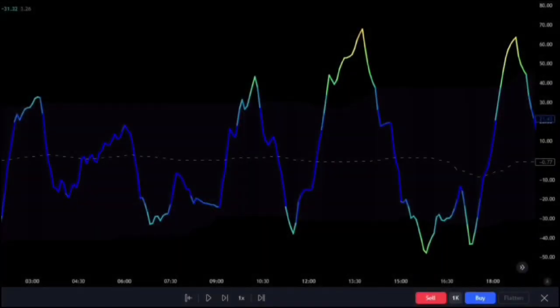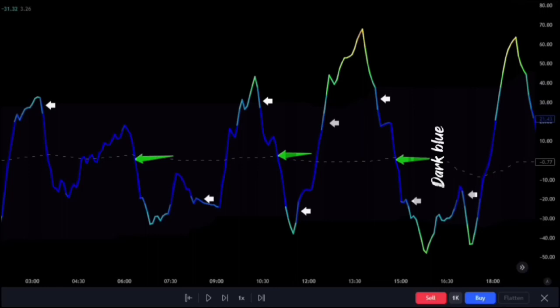Before we move on, please make sure you are able to differentiate between the shades of blue on the SMI indicator. We make use of the darker blue, as this shows strong movement in the market. Apply the settings on your indicator, and you will understand better.